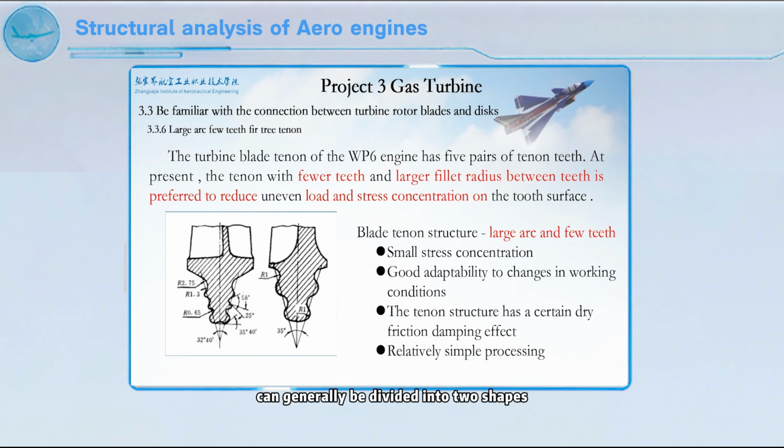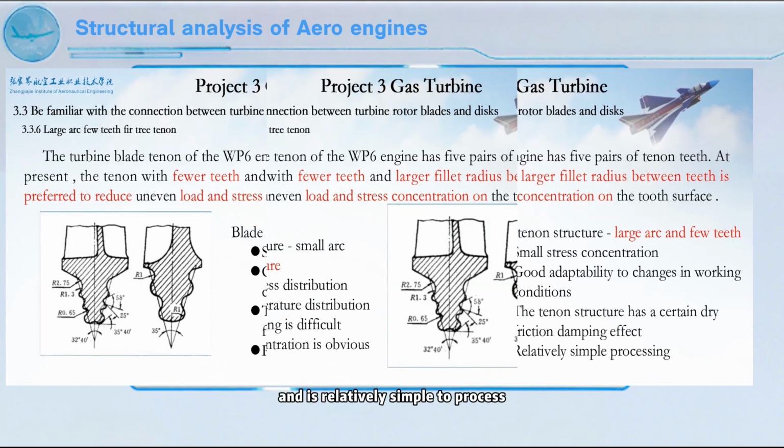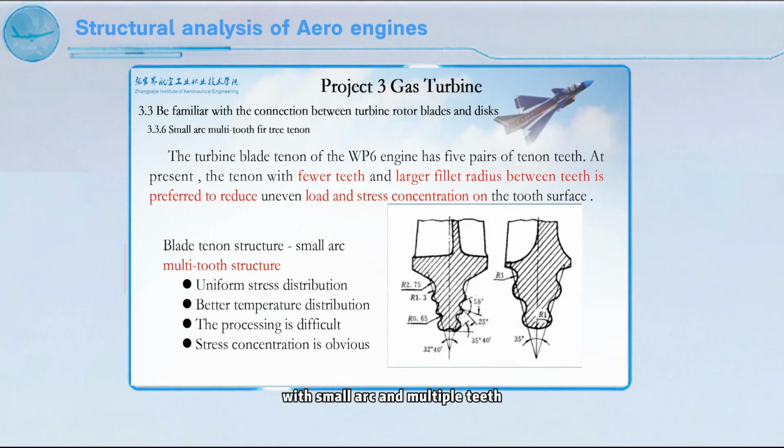Fir tree tenons can generally be divided into two shapes: large arc with few teeth and small arc with more teeth. The fir tree tenon with large arc and few teeth has smaller stress concentration and good adaptability to changes in working conditions. The tenon structure has a certain dry friction damping effect and is relatively simple to process. The fir tree tenon with small arc and multiple teeth has uniform stress distribution and better temperature distribution, but it is more difficult to process and has more obvious stress concentration.